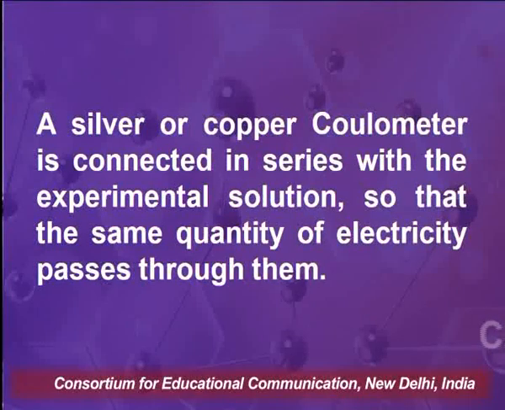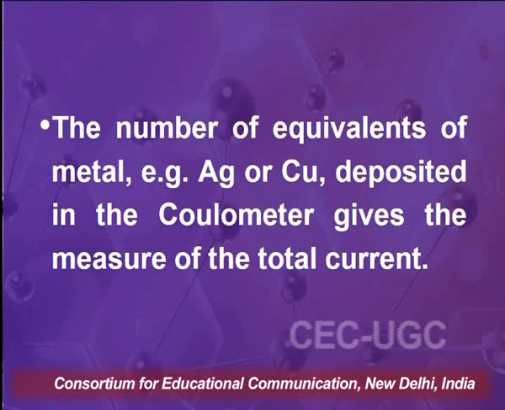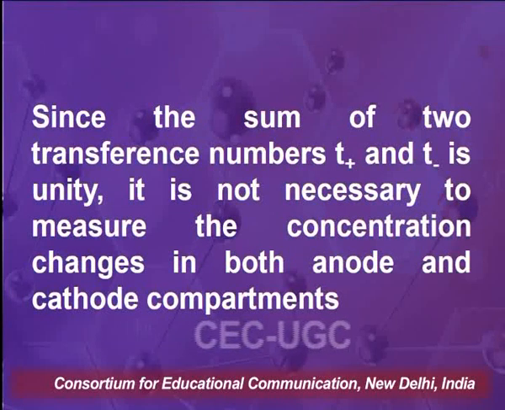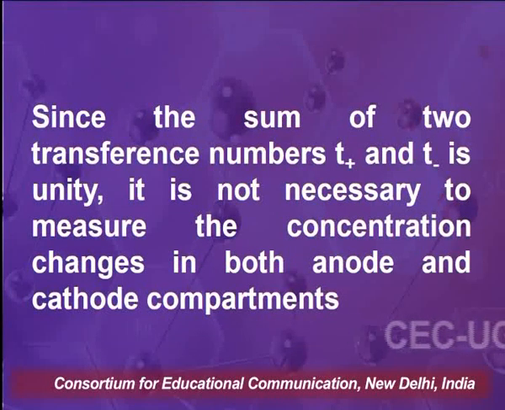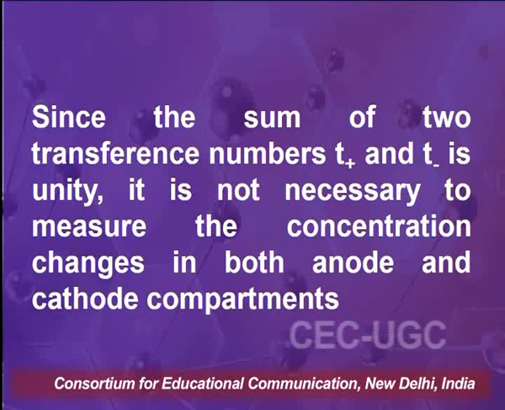A silver or copper coulometer is connected in series with the experimental solution so that the same quantity of electricity passes through them. The number of equivalents of metal, silver or copper, deposited in the coulometer gives the measure of total current. Since the sum of the two transference numbers, T plus and T minus, is unity, it is not necessary to measure the concentration changes in both anode and cathode compartments.